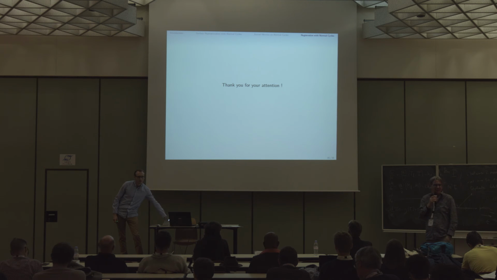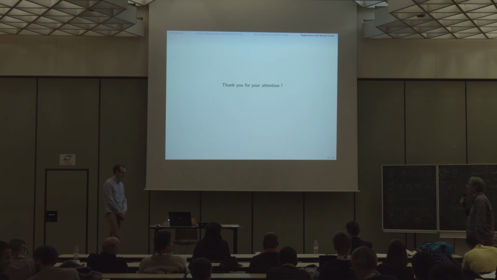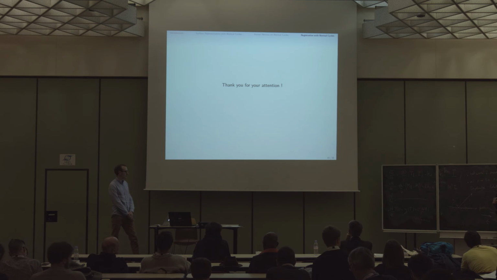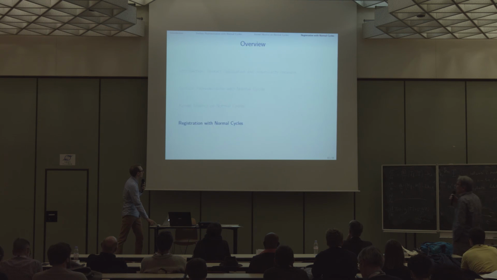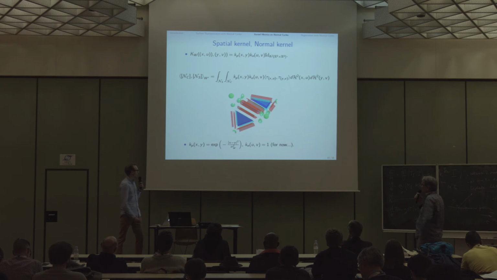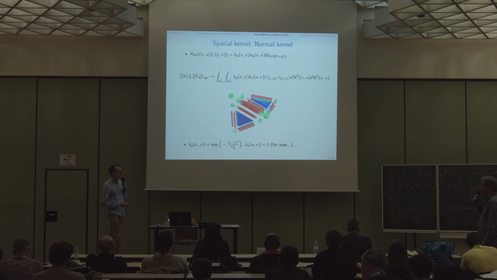Okay, so I have one question. What you said is that you are using, for the normal part, just a constant kernel. Yes, for the normal part. You have two kernels, and you say that k_n is equal to 1. So can you say a little bit about that? What are the consequences of this?